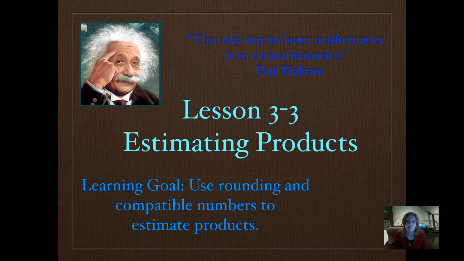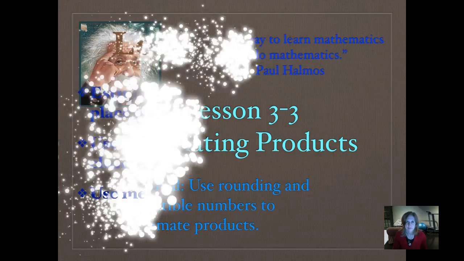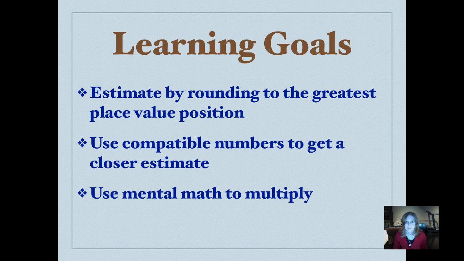Our quote today is, "The only way to learn mathematics is to do mathematics." So we're going to do some mathematics tonight. Our learning goal is to use rounding and compatible numbers to estimate products. Our individual lesson learning goals are to estimate by rounding to the greatest place value position and to use compatible numbers to get a closer estimate. We're also going to use mental math again tonight to multiply.